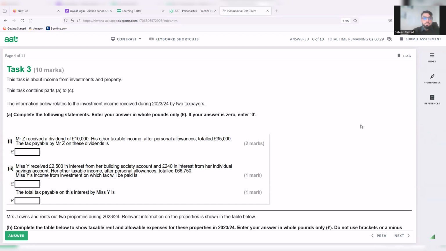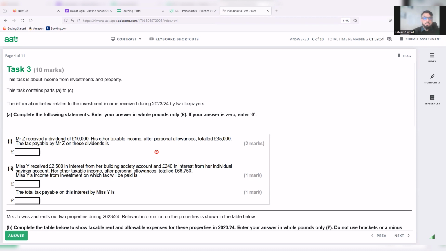So in this question, you've been asked to calculate income tax on dividends, income tax on savings income, interest in other words. And also you've been asked to calculate some property income, rent received in relation to the property incomes. And in a nutshell, this task is all about income from investments and property.